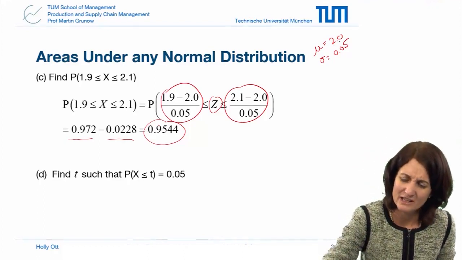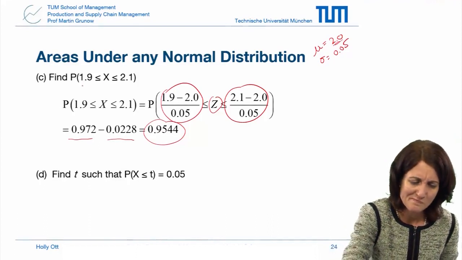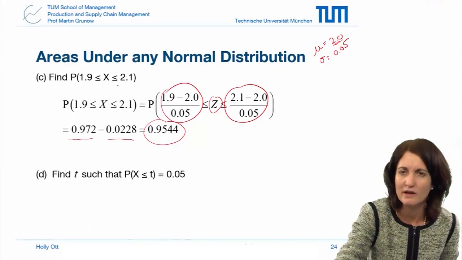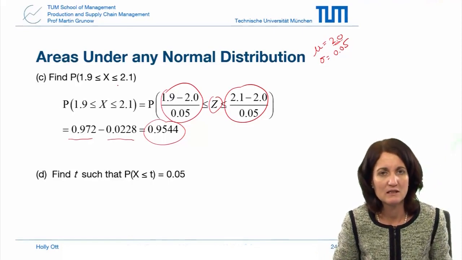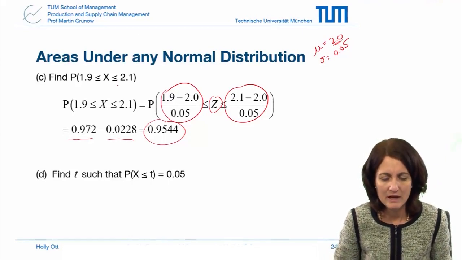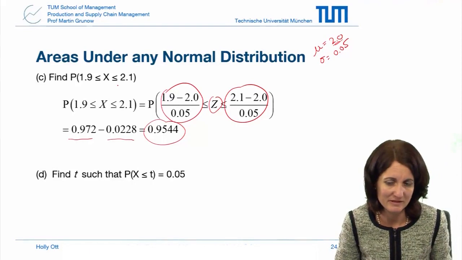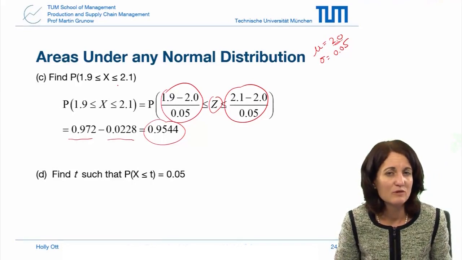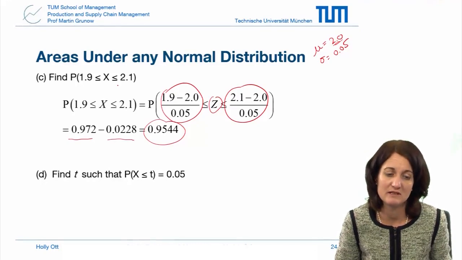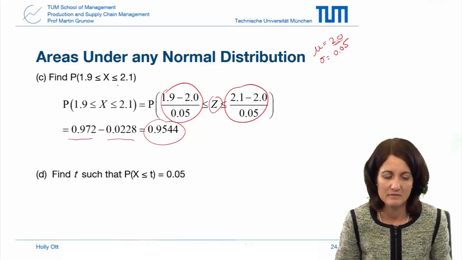And that kind of makes sense, right? The mean is 2. 2 is right between these two values. You would expect that to be a high number. And in fact, we learned that 95% was roughly about 2 standard deviations. So it does make sense.